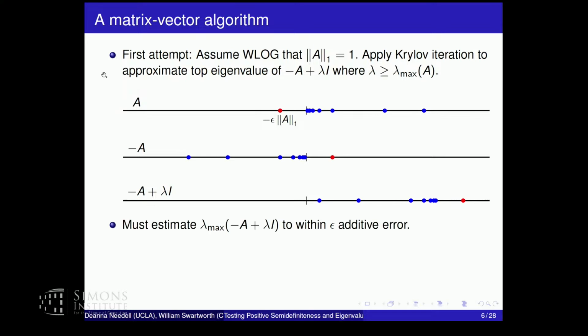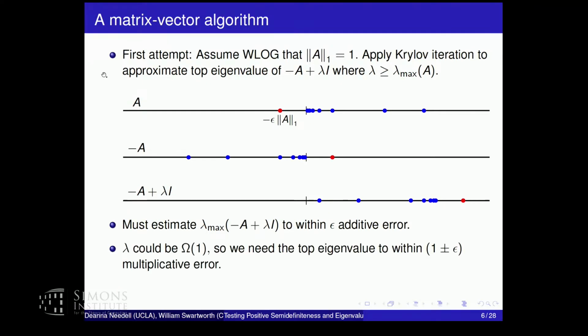Now I have this new matrix, and my goal is to estimate the top eigenvalue of this matrix. I want to estimate this top eigenvalue up to additive epsilon error. That will tell me if this red dot existed or not. Now, as we said, lambda could be as large as 1. So what that means is that we actually have to estimate the top eigenvalue up to a multiplicative 1 plus or minus epsilon factor, in the worst case.